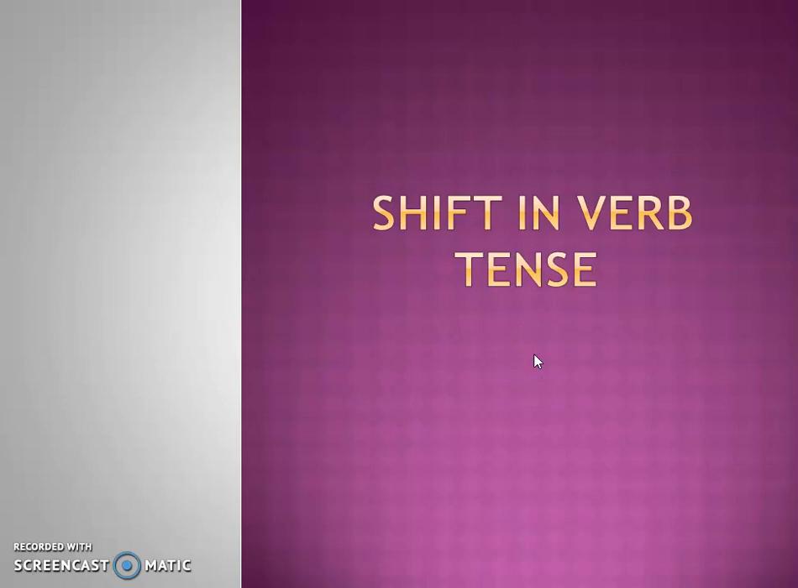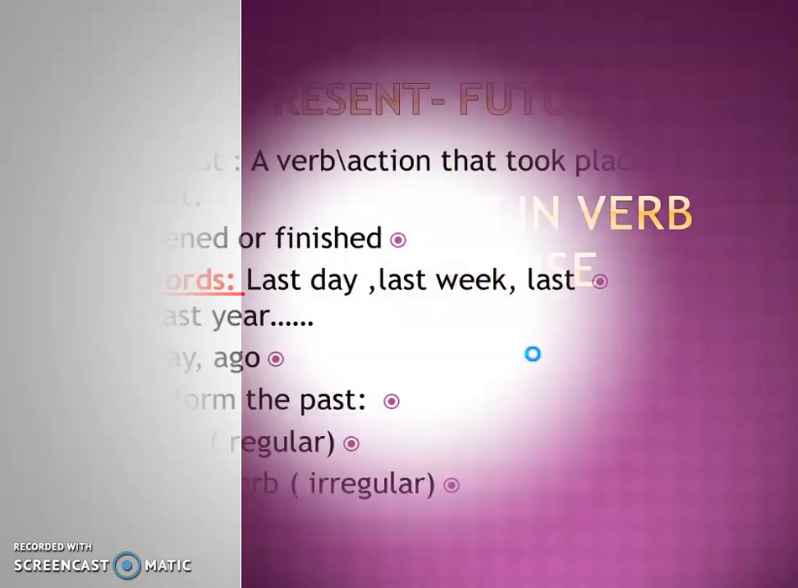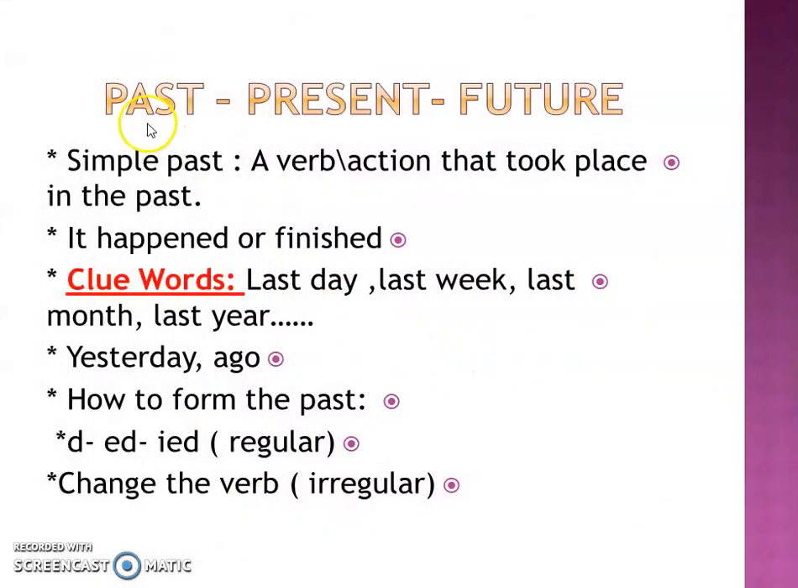Today our lesson is called Shift in Verb Tense. Okay, so it's a grammar lesson. In this lesson, we will talk about three important tenses: the past, the present, and the future. We will start talking about the simple past.